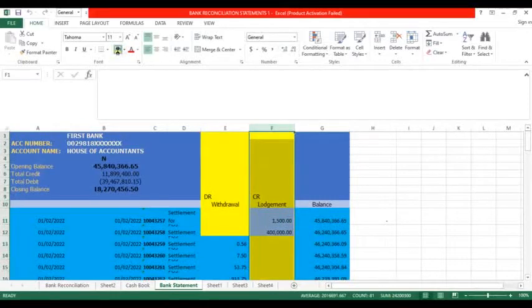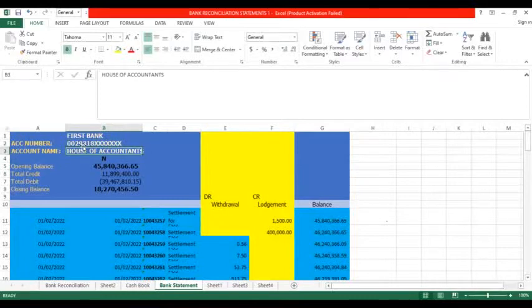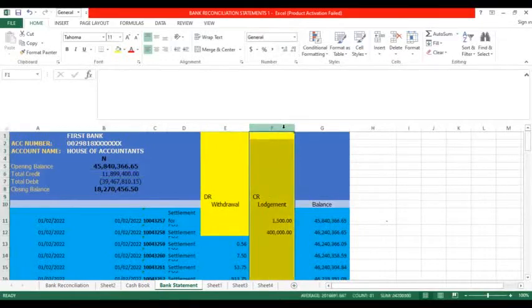Now looking at this, this is our bank statement. This is the first bank account, and the house of accountant account name, this account number. This is the opening balance, and this is the closing balance. This is the transaction within the period. This is bank statement, credit, and this is debit balance. And this is the balance that is reading on our bank account.